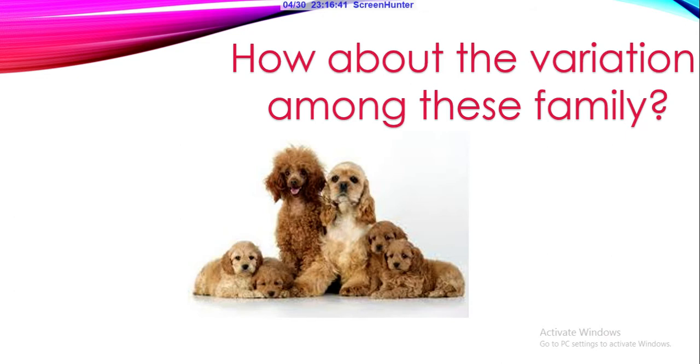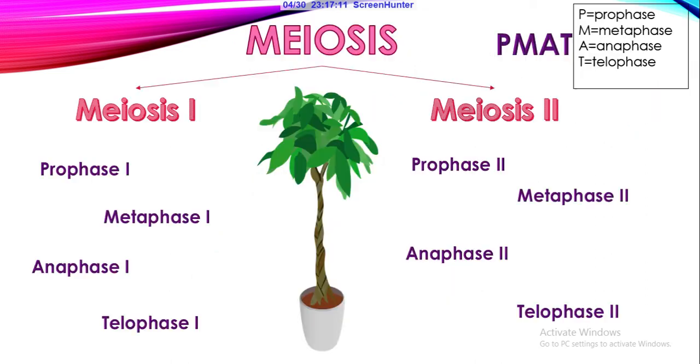So, how about the variation among this family? If you can see this family of dogs, some have curlier hair, some have a bit straighter hair, and the color of the fur is also a bit different. This one is a bit darker, while this one is brighter. That is how we can see variation in one species.